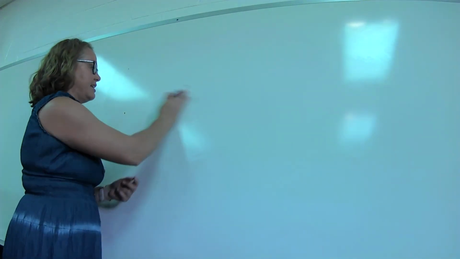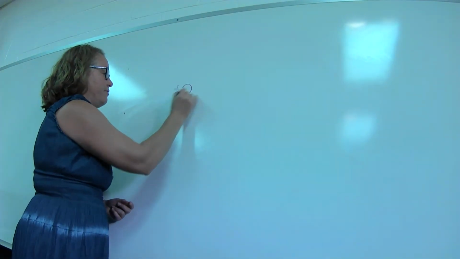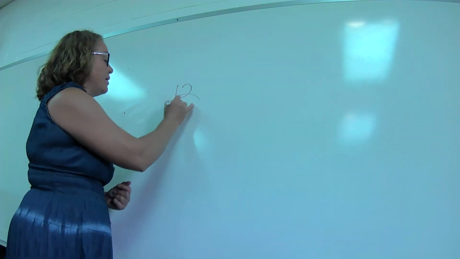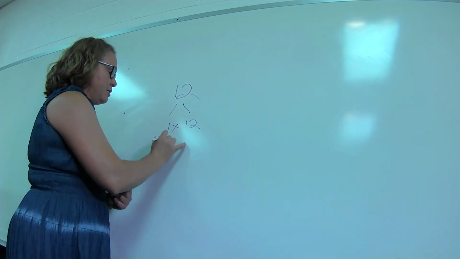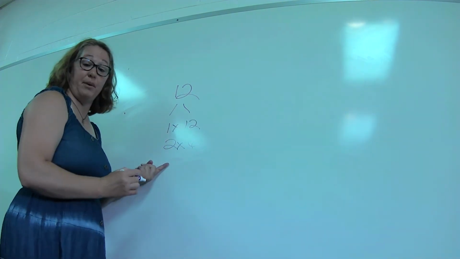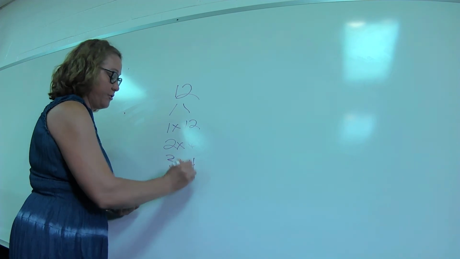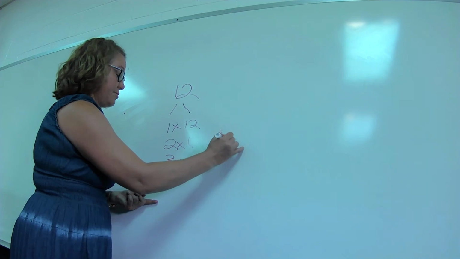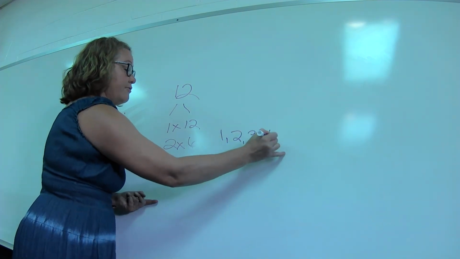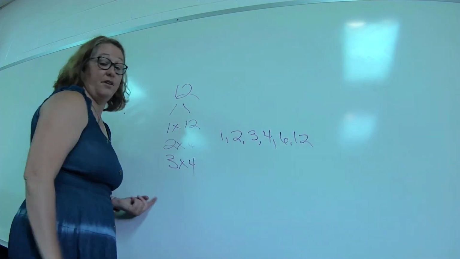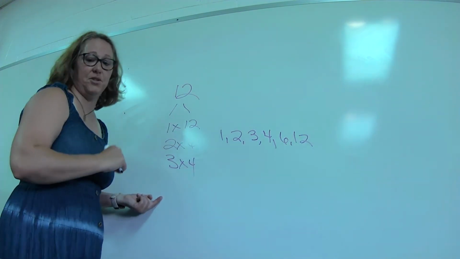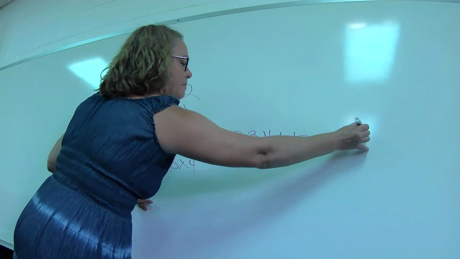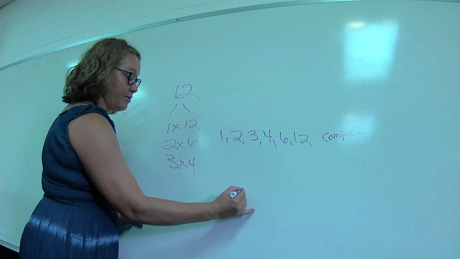prime. So let's say I give you the number 12. Alright, well let's come up with our factors. Okay, so 1 times 12, 2 times 6, these are our factor pairs, 3 times 4. Alright, so our factors are 1, 2, 3, 4, 6, 12. So it has many parts, so it is composite.